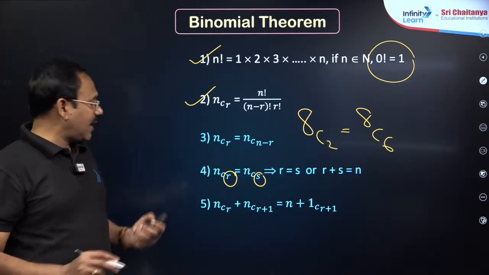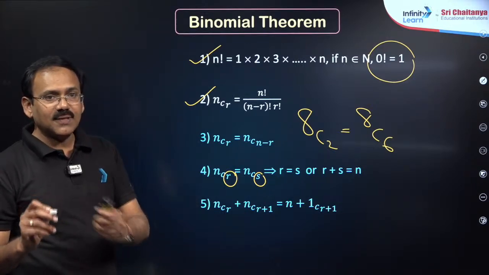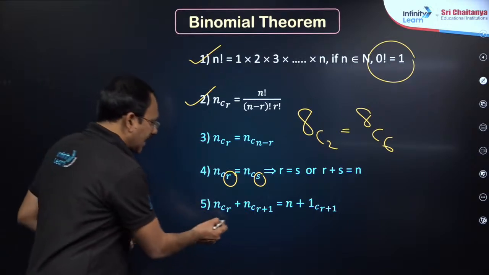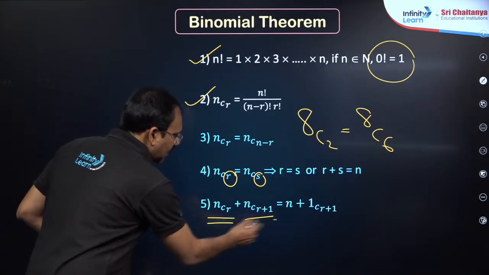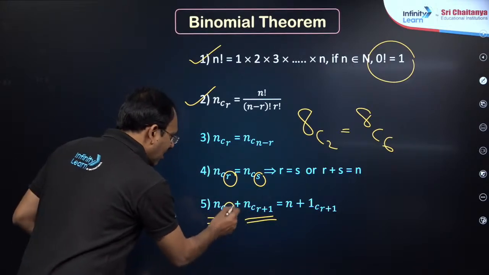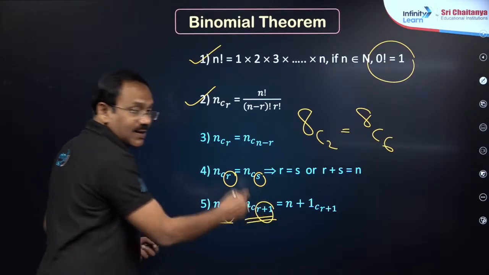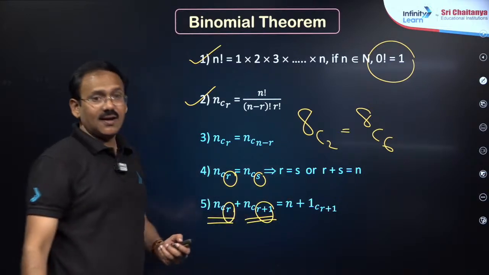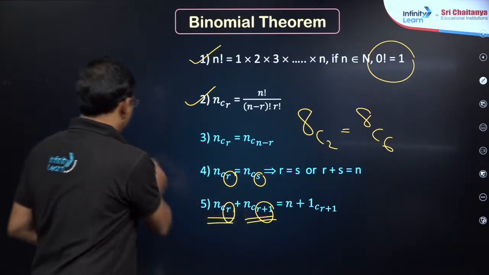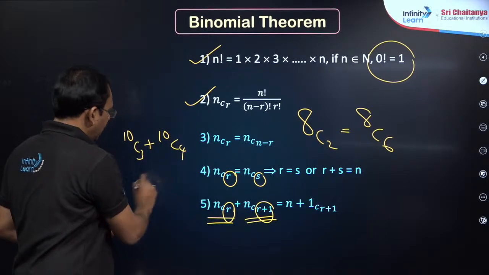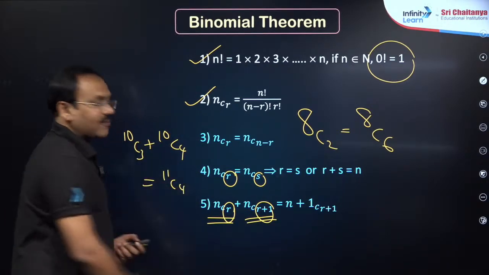Then next point, wherever you want some additional explanation, let me know. NCR plus NC(R plus 1), you are adding two binomial coefficients where r are consecutive, so you will get (n plus 1)C(R plus 1). n increases by one, r will be the greater one. For example, 10C3 plus 10C4, you will get 11C4 my dear friends.